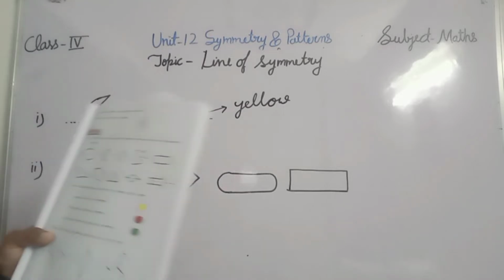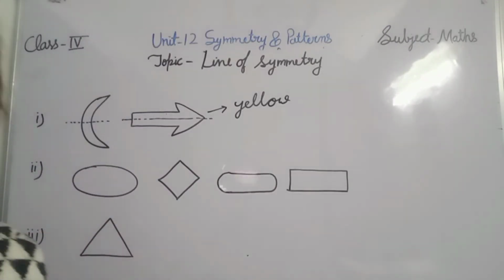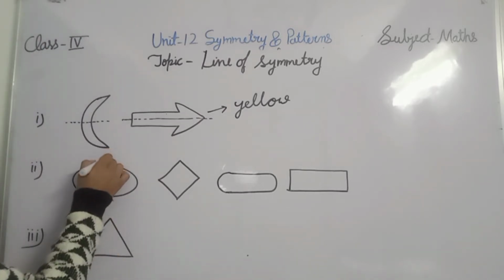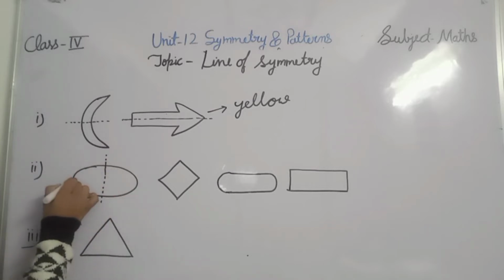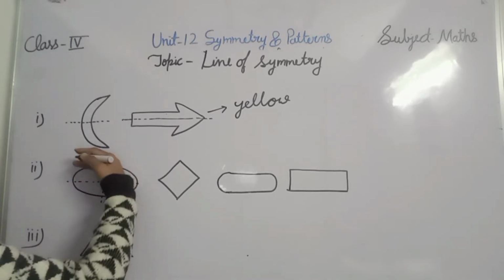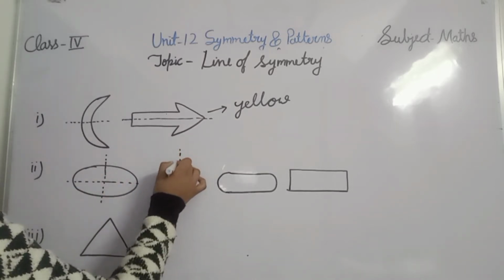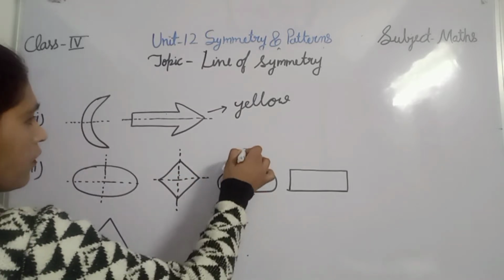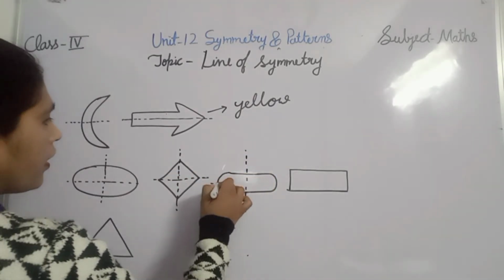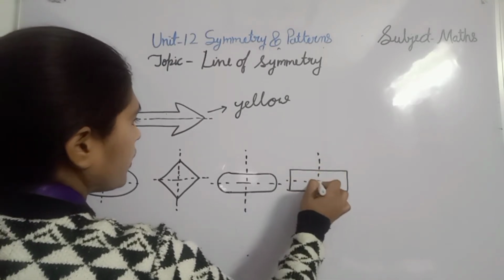Now come to the second one. Shapes with two lines of symmetry means there should be two lines where we can divide the shape into two equal parts. In this one we can divide it into two equal parts from here, and from here also you can divide this shape into two equal parts. This shape from here you can divide, and from here you can divide. This one also from here and from here. This one from here and from here.